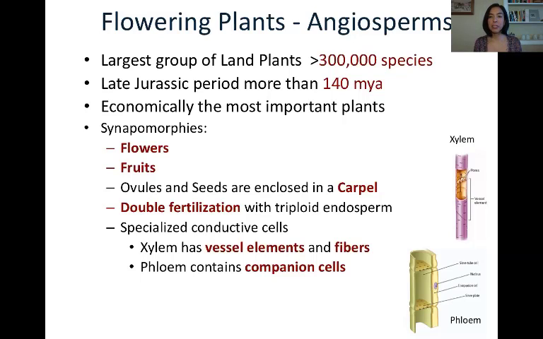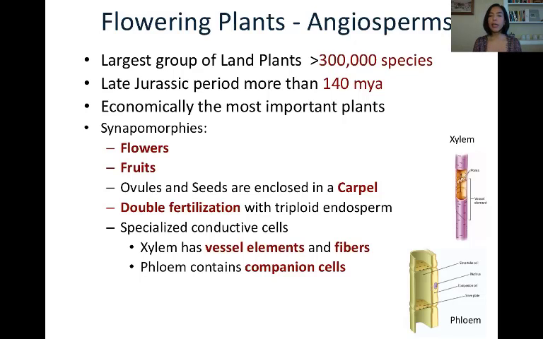Some of the synapomorphies, or the features that distinguish angiosperms, features that are shared among all of the angiosperms and not other groups, are flowers. So angiosperms have flowers. They are flowering plants, right? But they also have fruits as a consequence. And the ovules, and therefore the seeds, because the seeds are the result of fertilization. So the ovule becomes a seed. These are enclosed in a carpel. And they are going to have double fertilization with triple endosperm. I know this is like, what's going on? We're going to cover that in a second.